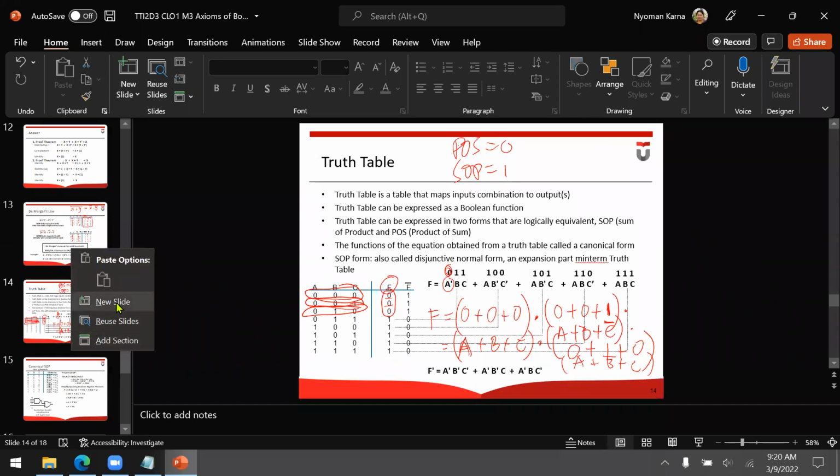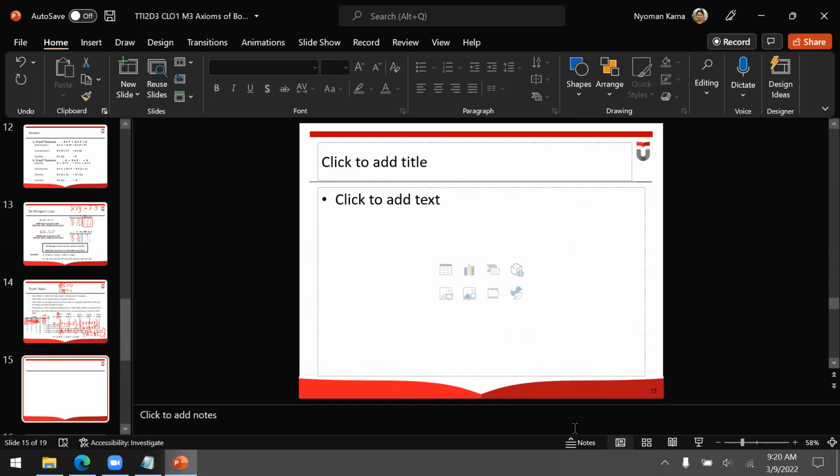Let's take another example. Let's say I have a smaller truth table. This is A, this is B, and this is the function output: 0, 0, 0, 1, 1, 0, 1, 1. And the output is 1, 1, 0, 1. Just an example like this. Now, this is the truth table. We can also represent this truth table by using its canonic form.